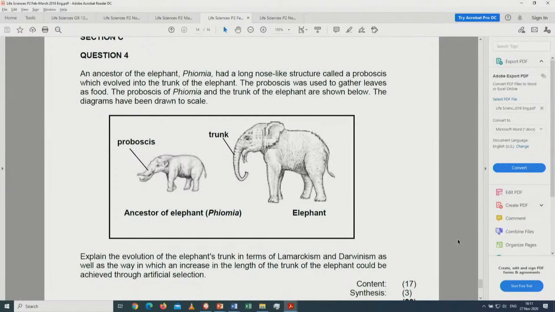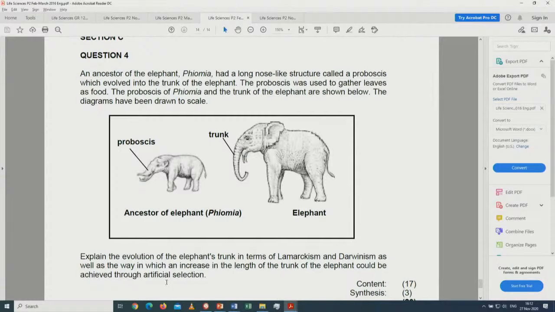Another example is this one, where now an ancestor of elephant had a long nose-like structure called proboscis. Each evolved a long trunk of elephant. The proboscis was used to gather leaves as food. The proboscis of Phiomia and the trunk of the elephant are shown in the diagrams have been drawn to scale. Explain the evolution of elephant's trunk in terms of Lamarckism and Darwinism, as well as the way in which the increase of length of the trunk of the elephant could be achieved through artificial selection. Now this is a very good question.